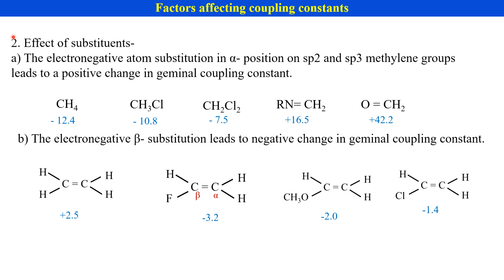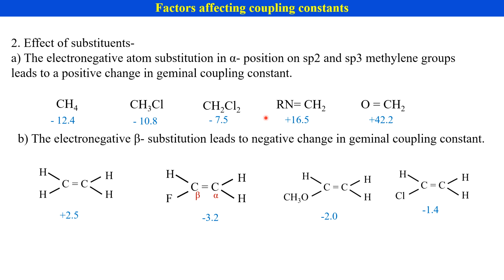The second factor is effect of substituents. The electronegative atom substitution in alpha position on sp2 and sp3 methylene groups leads to a positive change in geminal coupling constant. In case of methane, the coupling constant is -12.4. In case of chloromethane, it is -10.8. There is a positive change. In case of dichloromethane, -7.5.